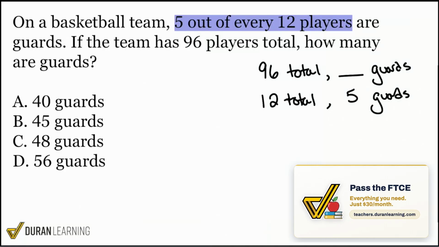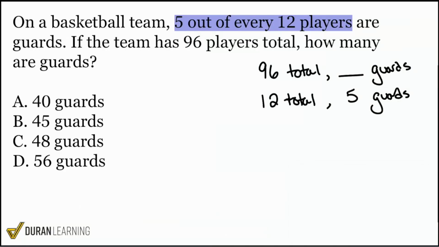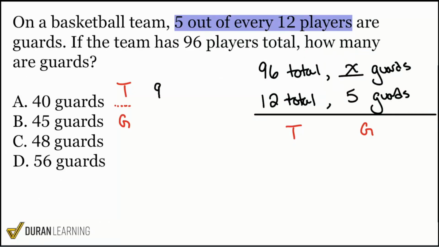So now that we're here, guess what? As long as we compare the same things in the same way, we'll be fine. Let me just draw a little line over here. This is the total and this is the number of guards. As long as I compare the same things in the same way, we're good. Watch this. Total and then guards. For the first one here, we have 96 for the total, and I'll say X for the number of guards. So 96 total over X, which is what we're looking for.